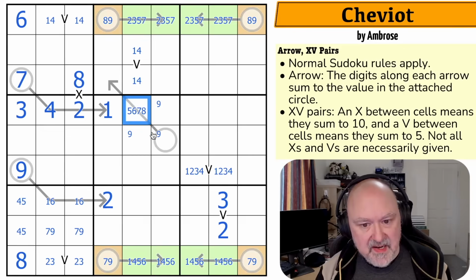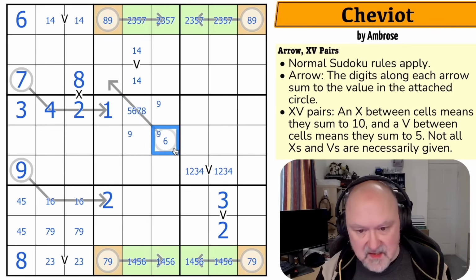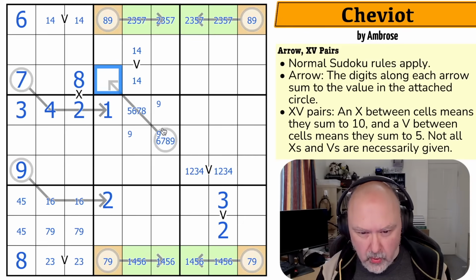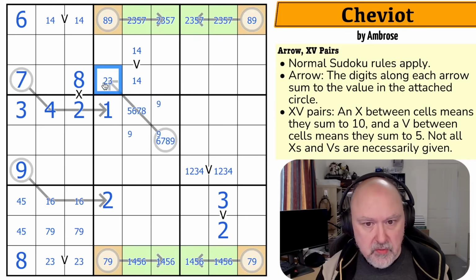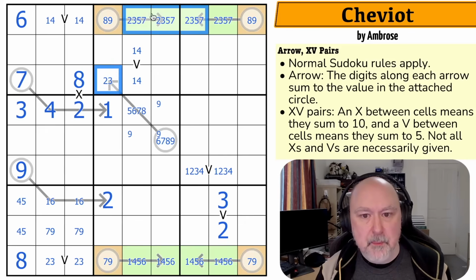5, 6, 7, or 8. It can't be 9 because this has to be higher. This is at least 6. And this can't be any higher than 4, because if this was higher than 4, 5 plus 5 would need this to be a 10. So this is only a 2 or a 3. And that matches up with the 2, 3 up here.